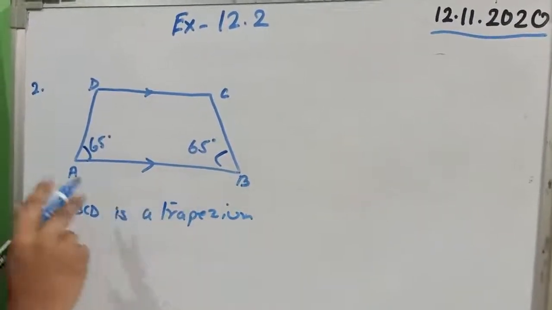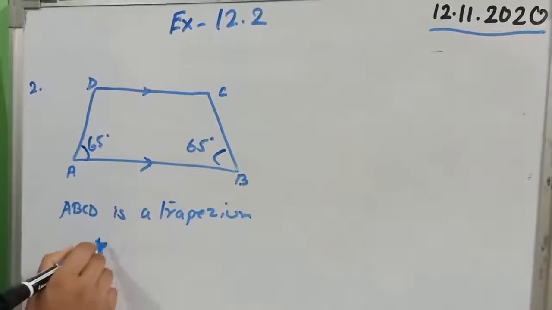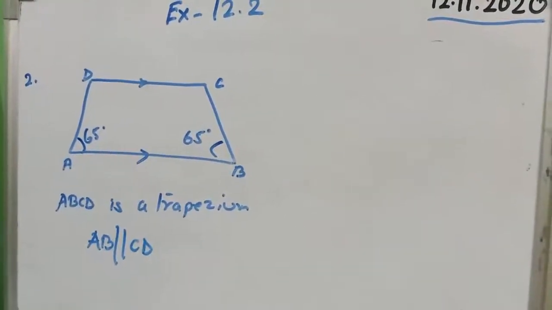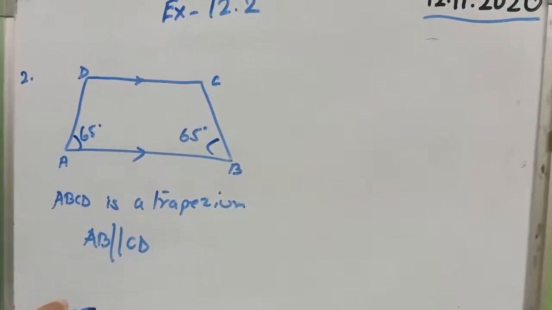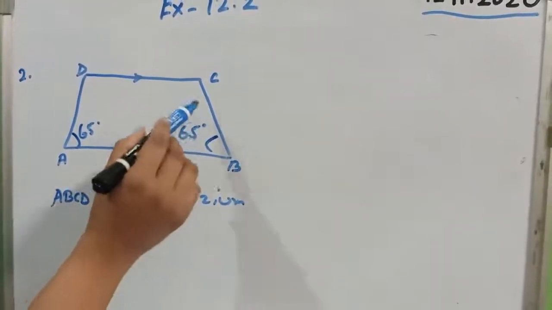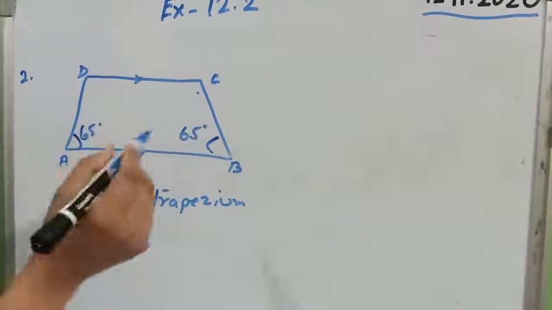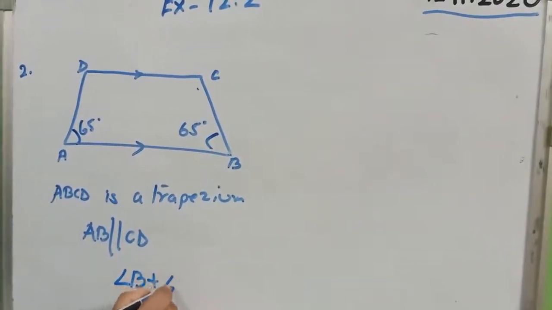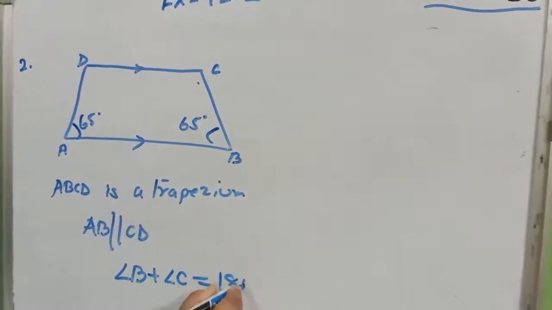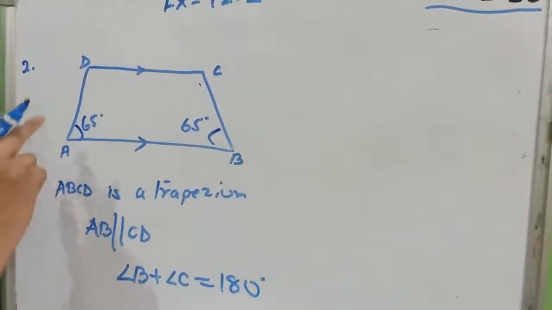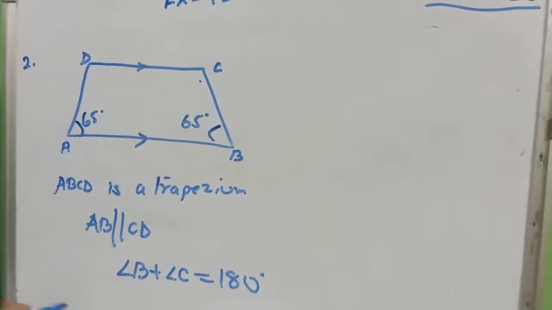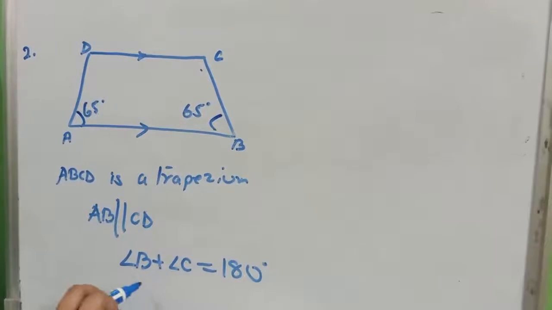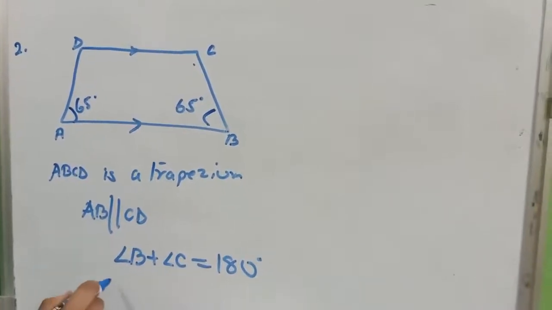Now in a trapezium, AB is parallel to CD. Okay. And since AB is parallel to CD, there is a formula that sum of interior angles on the same side. Now B and C are on the same side. So sum of interior angles on the same side is 180 degree. Means angle B plus angle C is equal to how much? 180 degree. Similarly, angle A plus angle D is equal to 180 degree. Okay. Since we have to find only angle C, that's why I use only this one. Angle B plus angle C is equal to 180 degree.